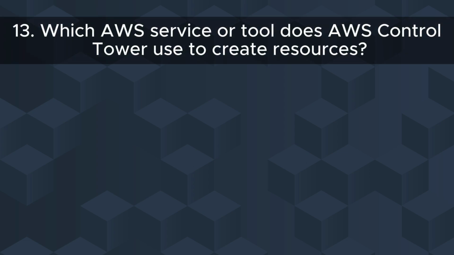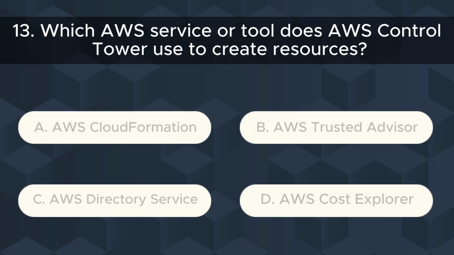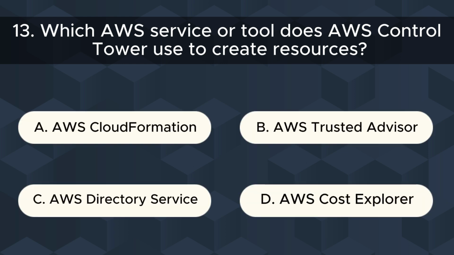Which AWS service or tool does AWS Control Tower use to create resources? The answer is AWS CloudFormation. AWS Control Tower uses AWS CloudFormation to create and manage resources as part of setting up and governing a multi-account AWS environment.